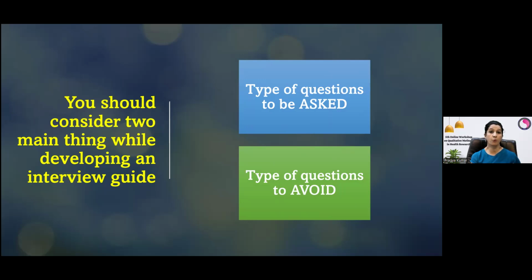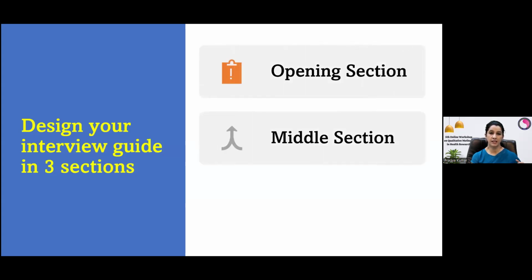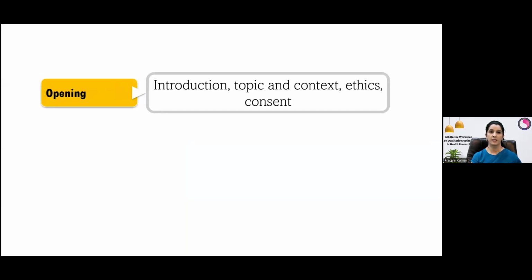you should be avoiding? Generally, your interview guide should have 3 sections. You should have an initial opening section, a middle section, and then a closing section. Coming to the initial opening section, there should be some introduction between the participant and the researcher. Then you explain the topic and why you are doing the research. You also give them the participant information sheet.